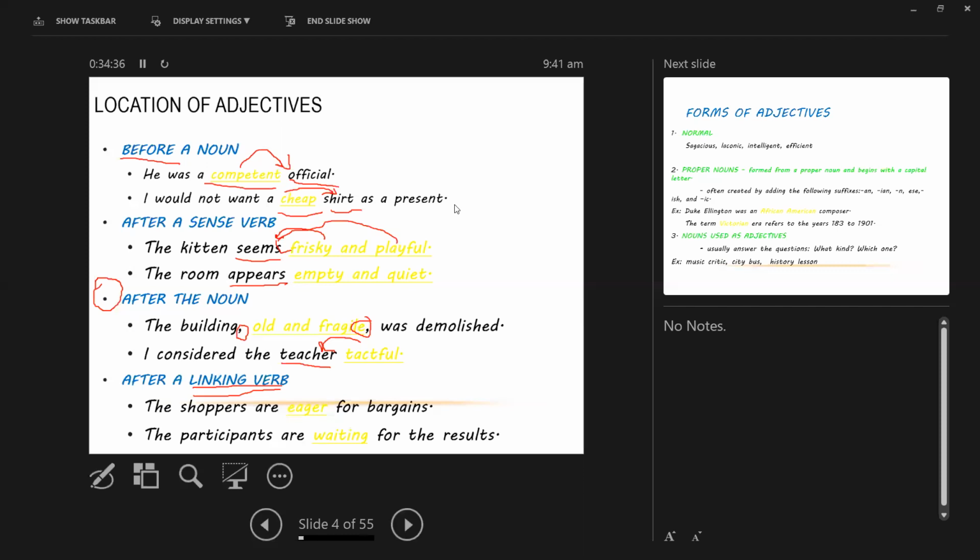Okay, so linking verbs are words that link the subject and the main verb, okay? So we have was, were, is, are. Those are the linking verbs. And it says here that an adjective is commonly found after a linking verb. So, the shoppers are eager for bargains.